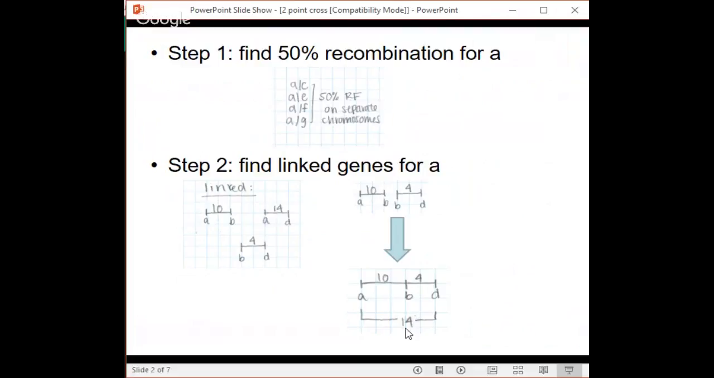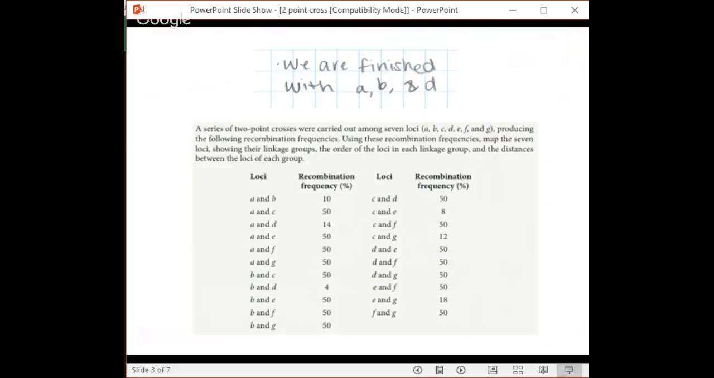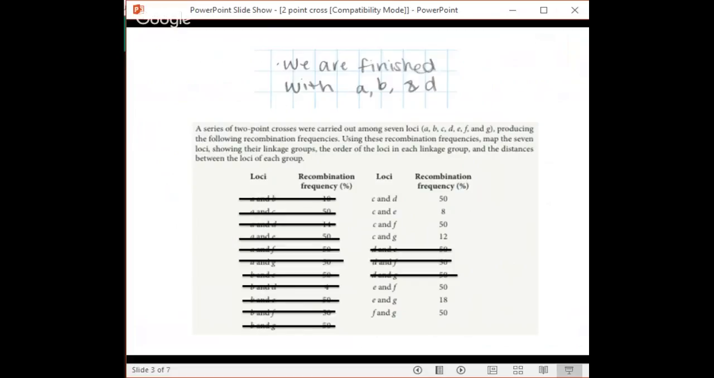So that's how we know that these are on the same linkage group. So A and B are 10 apart, B and D are 4 apart, and then A and D are 14 apart. That one adds up, which is nice. There's one later on that does not add up. So after we figure out those, now we're finished with A, B, and D. So let's cross out everything that has to do with A, B, and D, just so we're not confused. Those are all of the variables with A, B, and D, and at least one of them. So now all we really have to look at is the remaining data to figure out our next linkage group. So let's go on to C.